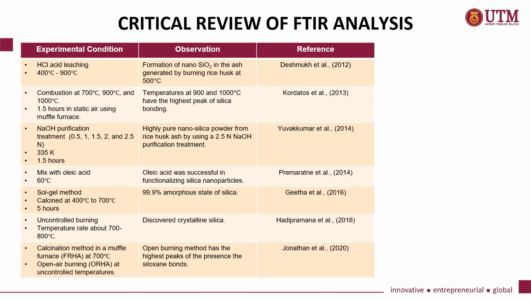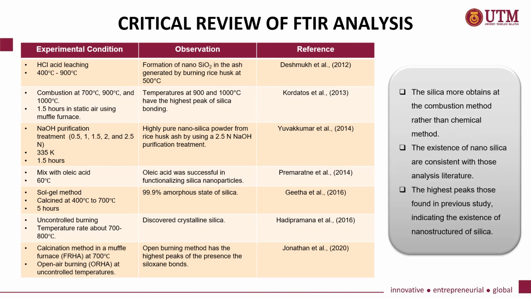Next, this table shows the critical review of FTIR analysis. FTIR is an efficient analytical method for functional group identification and covalent bonding knowledge characterization. The finding shows that more silica is obtained with the combustion method rather than the chemical method. This finding, which indicates the existence of nanosilica, is consistent with those published in FTIR analysis literature. Though there are minor differences in peak locations, the highest peak matched those found in the previous study, indicating the existence of nanostructure of silica.